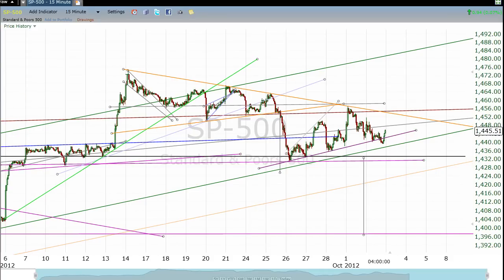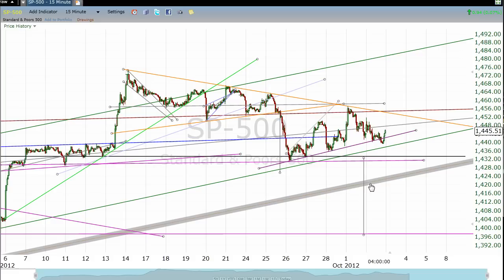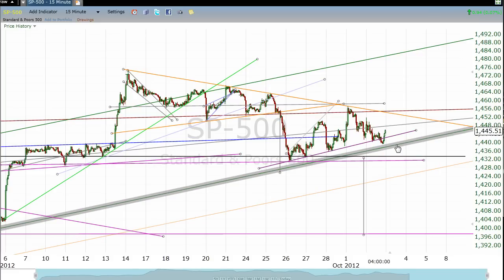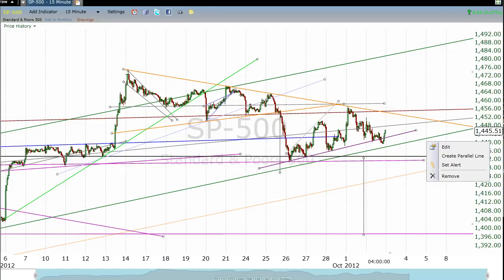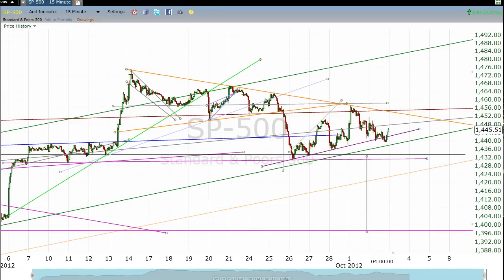By the way, you can see that at least momentarily, our little purple support line here did break. I don't know how important that is because it didn't break by much. But this is, again, the line to watch. And we're very close to it now. That line would be at about, come to daddy. Tomorrow, that line would be at about 1438. So it's only 7 points below where we closed today after this little late day strength.